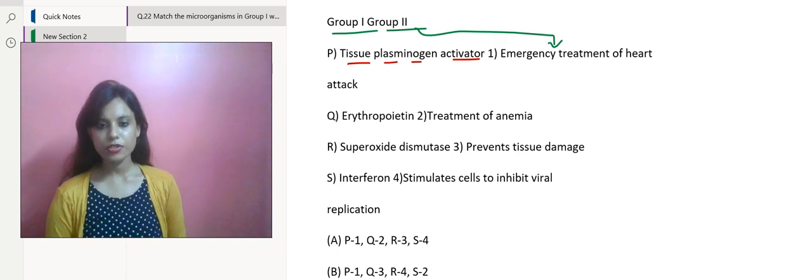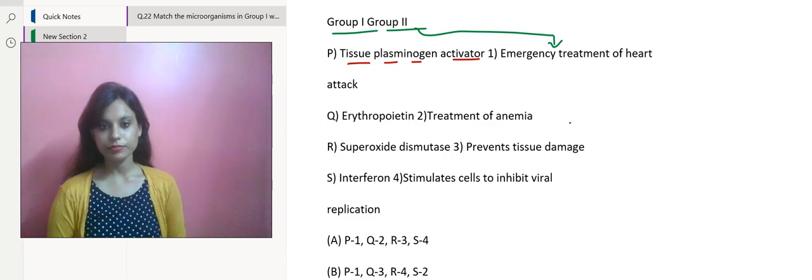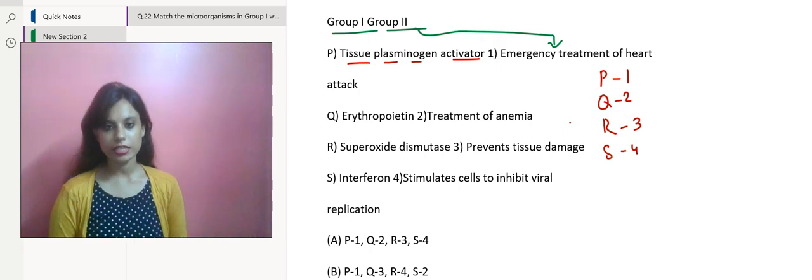I feel the options are absolutely correctly placed. I don't need to change any of the options over here. Let's talk about this in detail because it's already correctly placed. P will go with 1, Q will go with 2, R will go with 3, and S will go with 4. So it's already correctly placed.